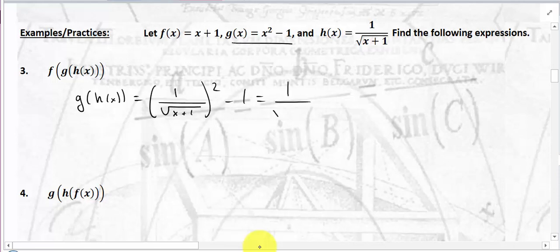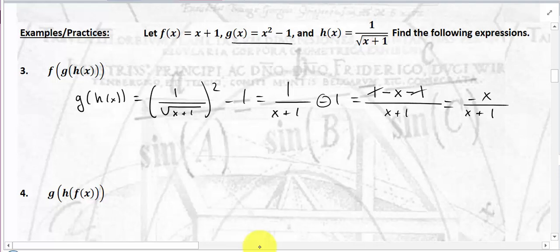So it's 1 over x plus 1 minus 1. So common denominator right here, right? So it's 1 minus x minus 1. Be careful with this negative sign, over x plus 1. So it is negative x over x plus 1. All right. And now what do you do to that? You add 1. Actually, I should have left it there, right?